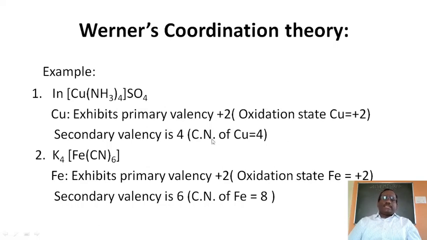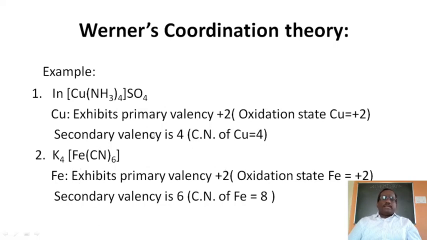One is oxidation state and another one is secondary valency, that is the coordination number, or primary valency and secondary valency. Any metal in a coordination compound exhibits two types of valency: primary and secondary, or oxidation state and coordination number. In this example, K4[Fe(CN)6], K4 is the simple ion and [Fe(CN)6]4- is the complex ion.